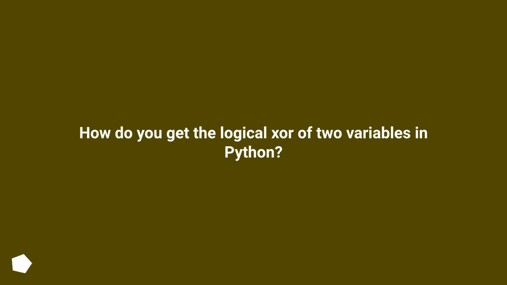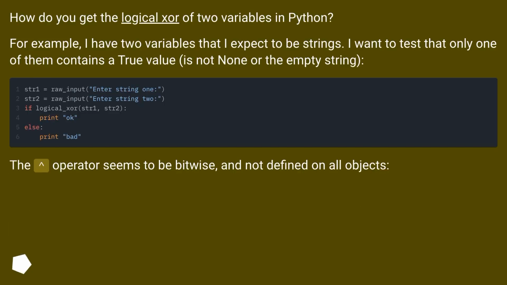How do you get the logical XOR of two variables in Python?